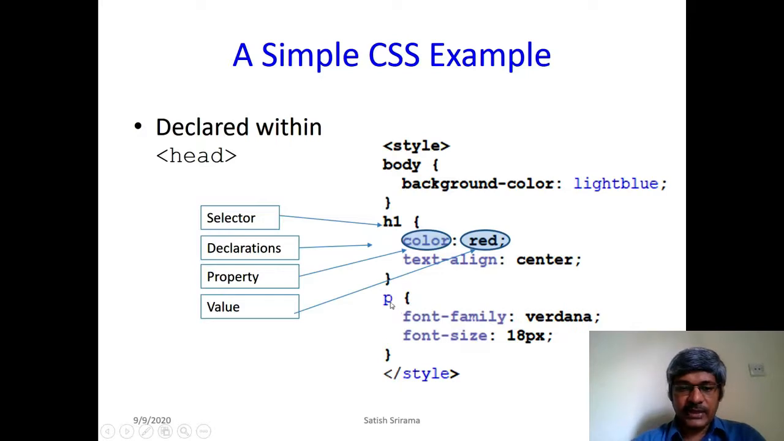Then P is for paragraph. For a paragraph, we want to set the font family as Verdana and the font size as 18 pixels, which is slightly bigger than the regular text size, and you put this style information in the same way. Let's see the demo.